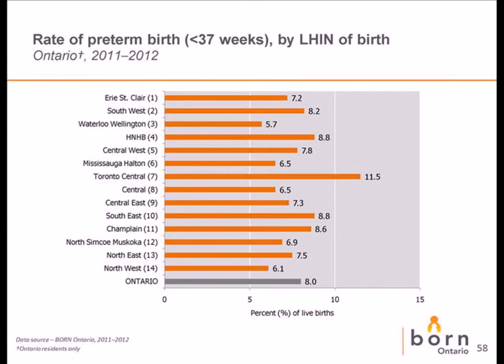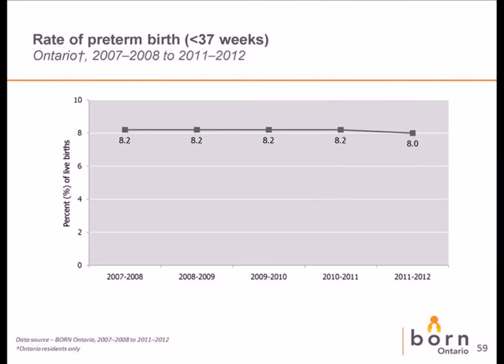And this is the rate of preterm birth by LHIN of birth. Again, this is just all preterm birth, less than 37 weeks. The vast majority of preterm birth is in that 34 to 37 week period, the late preterm birth. And we can break this down further. I can tell you about less than 1% of all babies are born at less than 30 weeks. So, you know, there's a lot in between there. So, again, the Toronto Central region sticks out there, but again, a large proportion of women with risk are being delivered there.